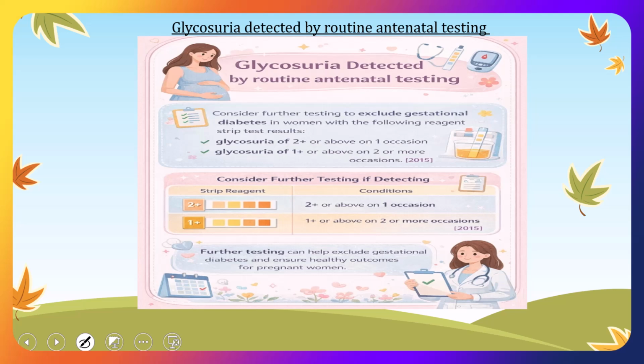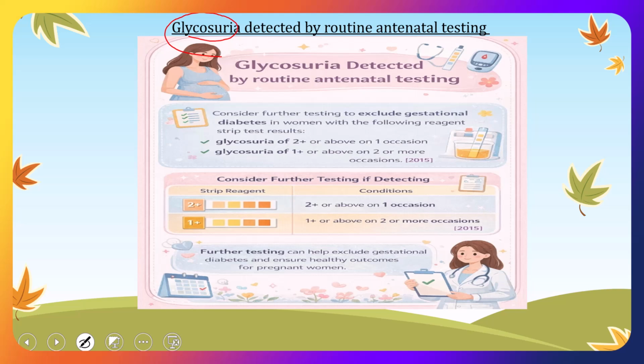Okay? So now another thing which is given in your NICE guideline 2020: if a patient comes to you in OPD, in a clinical setting, and she is showing you a urine routine examination, how are you going to see whether glycosuria is present or not, and if present, how are you going to interpret it and take further steps for the management of the patient? So, glycosuria detected by routine antenatal testing.